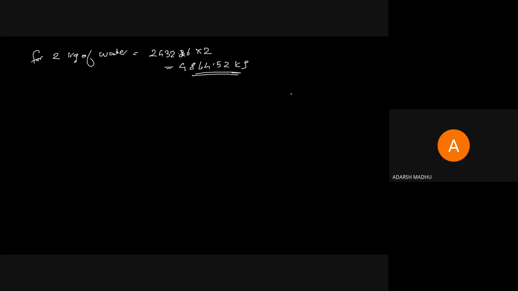mc delta t will be t itself. m is taken as unit. For 1 kilogram, m is 1. So that is the second type of problem related to the steam table.